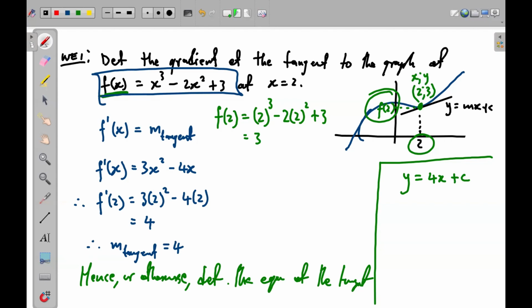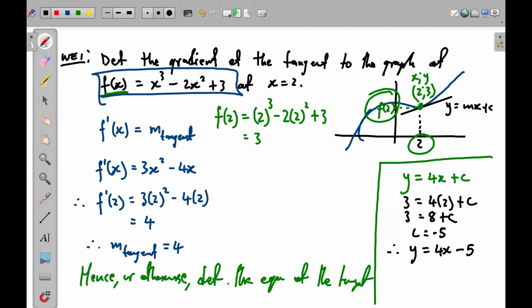So I can literally then substitute here. Y is a 3, and then x is a 2. So what is happening here? I have 3 is equal to 8 plus c. But for this to be possible, c must be a negative 5. Therefore, my equation is y is equal to 4x minus 5.